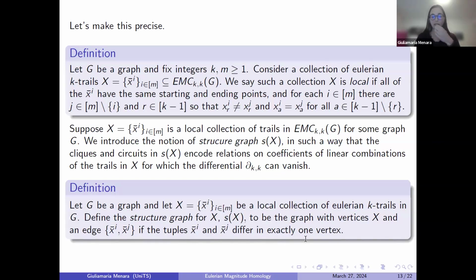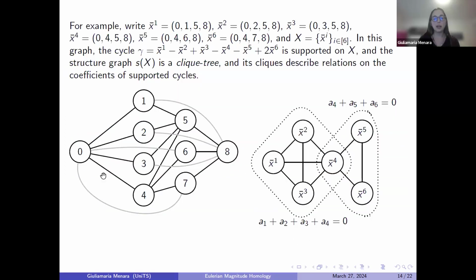Okay, so let's see a couple of examples. Let's construct a structure graph and see what is happening. Let's say we have this graph here on the left, and we need to figure out how to construct an Eulerian homology cycle here.